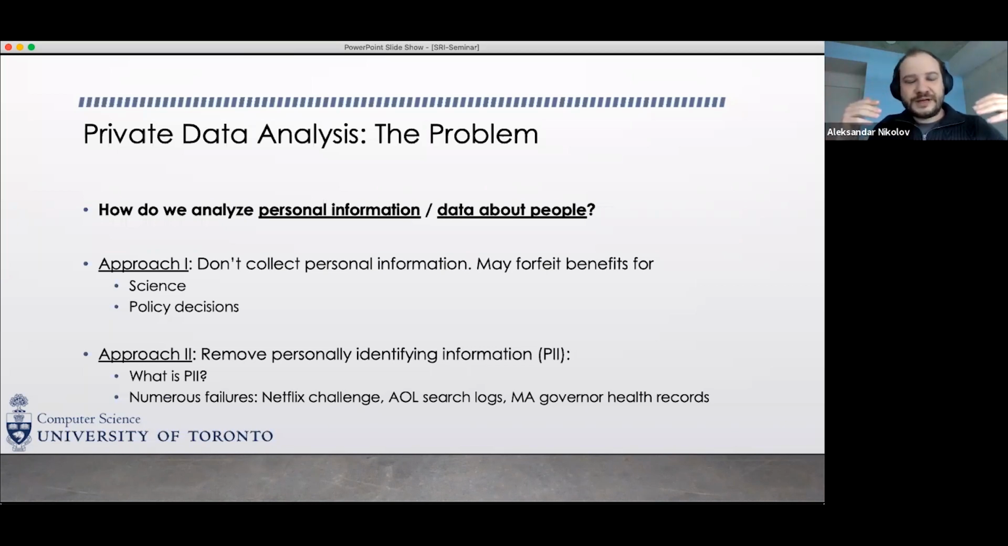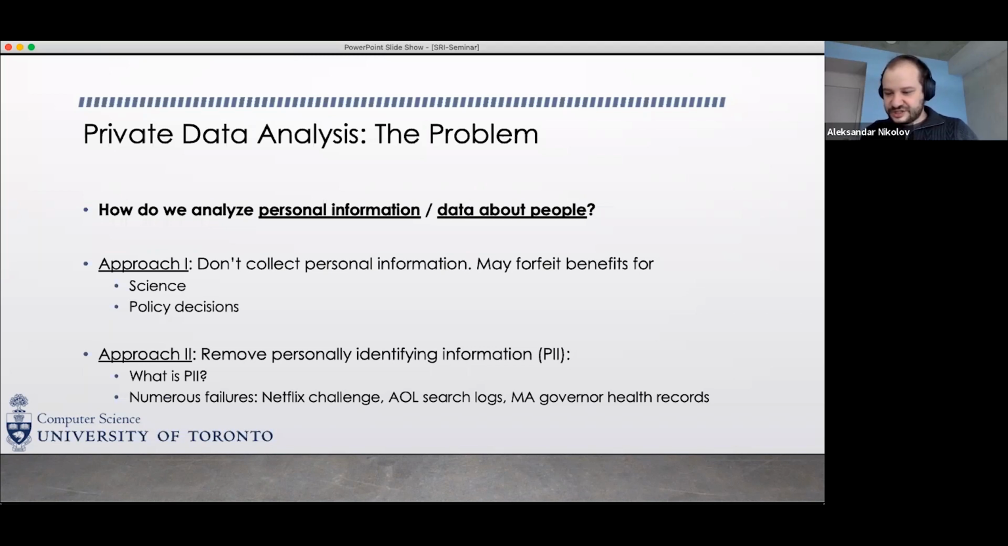Okay, so of course, it really depends how we implement this. But basically, this seems to be an approach that is very hard to get right and often fails. And there's some very well-known failures of this approach, this naive approach to protecting privacy. I've mentioned some famous examples here.